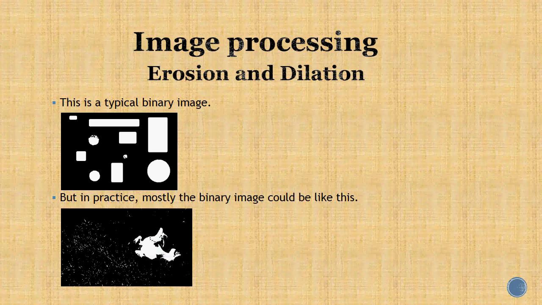This is a typical binary image. It's kind of perfect, but in practice, mostly we won't get such a perfect binary image. It would be like this. There are many white dots in the image, which will slow the processing speed.